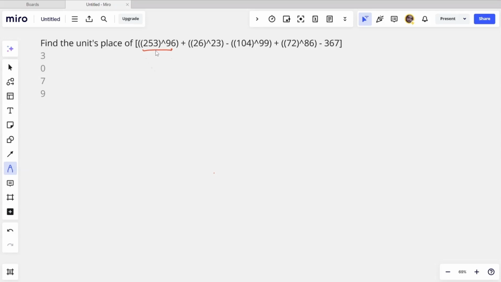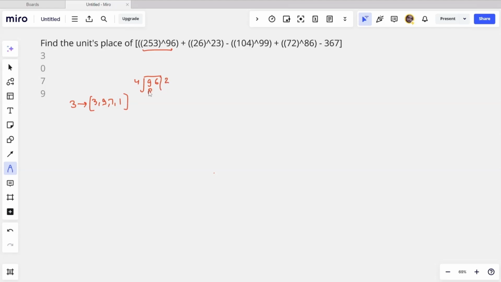As we know the concept of power cycle, we will find the power cycle of 3, because the resultant unit digit of this expression will depend on the unit digit of the base, and this is our base, this is the exponent. So the power cycle of 3 is 3, 9, 7, 1, and it is raised to the power 96. We will divide 96 by 4 because we have 4 elements in our power cycle.